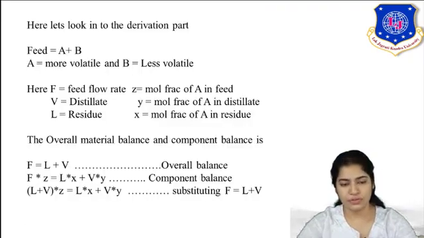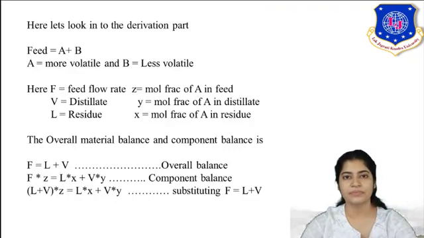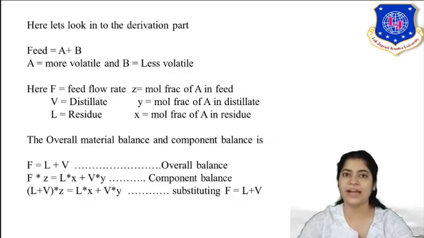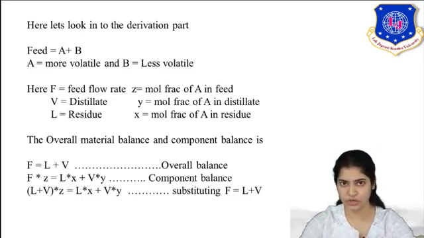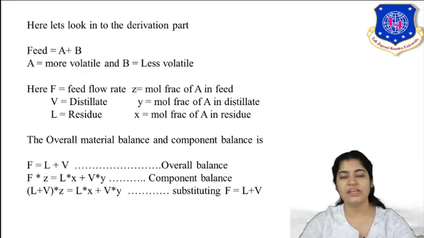So now, moving forward with the material balance part, how will you derive the operating line here? Let us take an example. My feed is composed of A and B. I am stating that my A component is more volatile, whereas B is the less volatile component. So F is, what is F? My feed flow rate. It might be kilomole per hour, kg per hour, anything. What is V? V is the distillate.